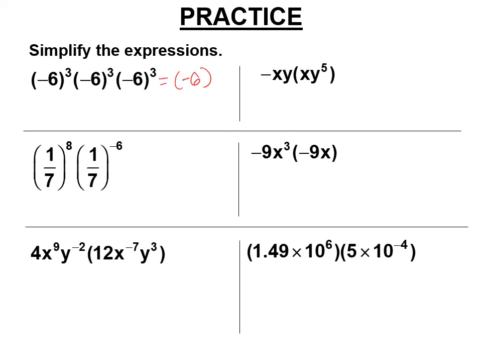You keep the negative 6 just like it's x or y. And then you add the exponents, and that's equal to negative 6 to the 9th. Don't start multiplying negative 6's. That will drive you crazy.